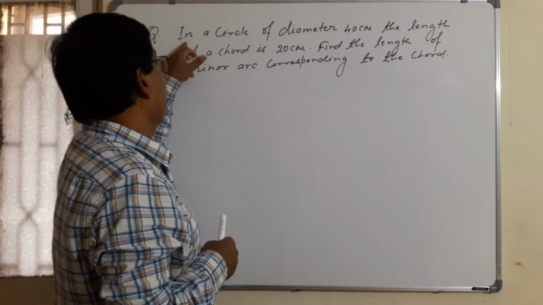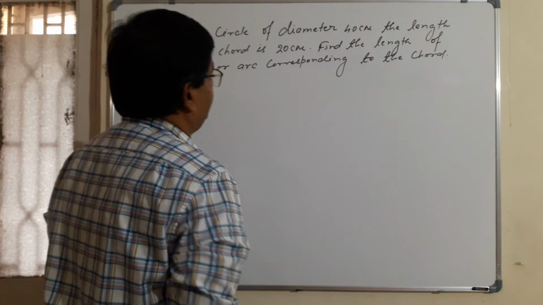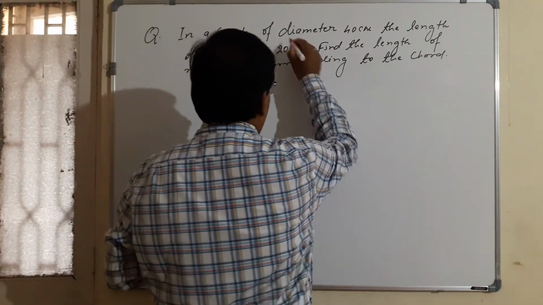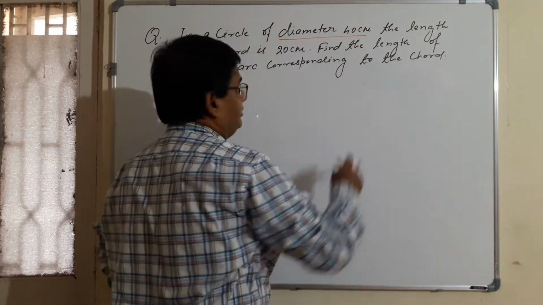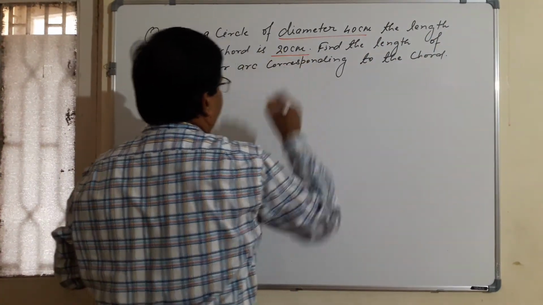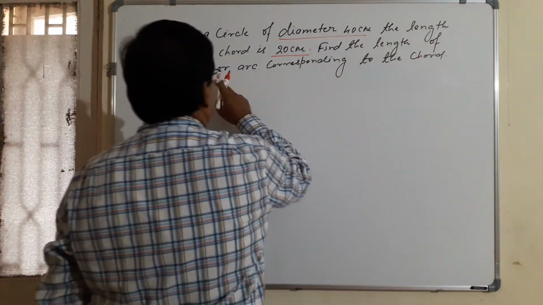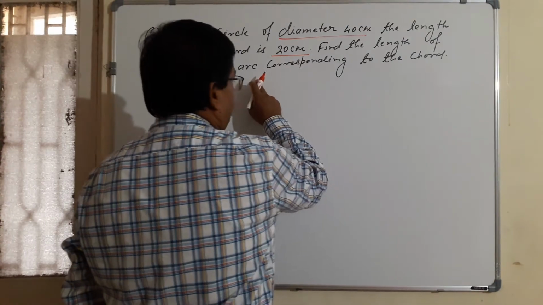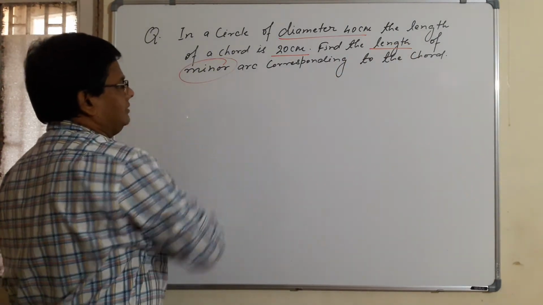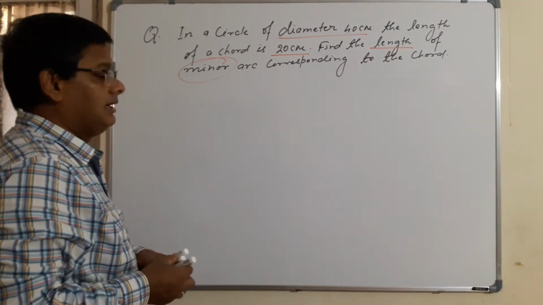Question here. In a circle of diameter 40 centimeter, the length of a chord is 20 centimeter. Find the length of the minor arc. You have to find out the length of the minor arc.